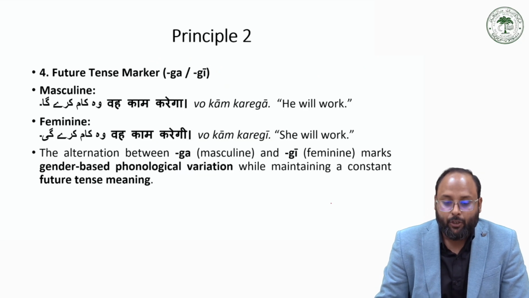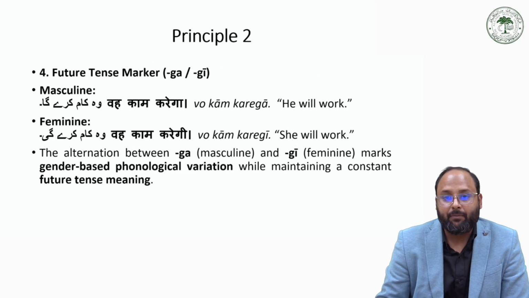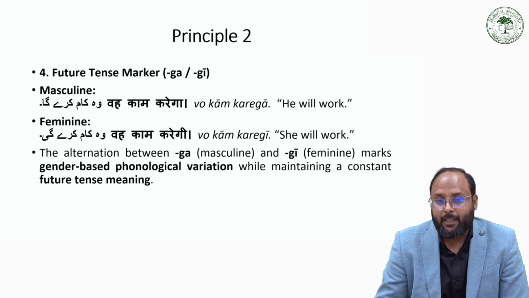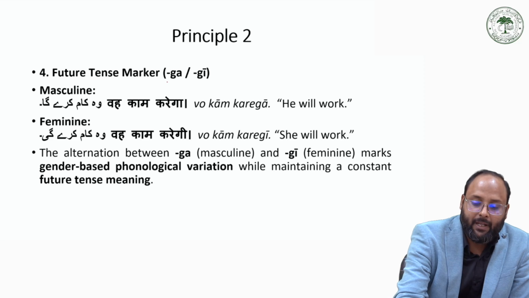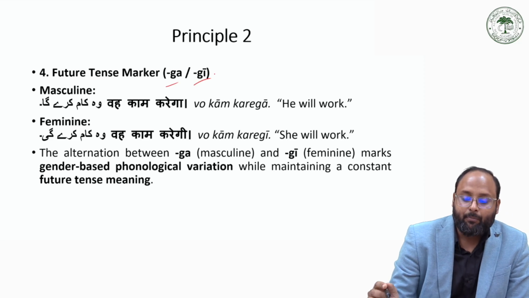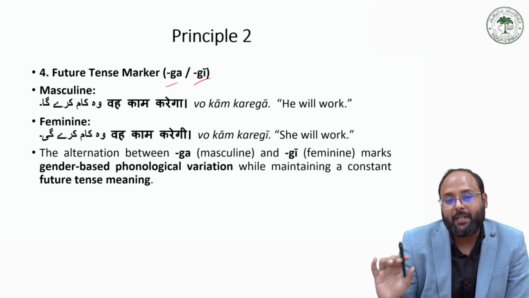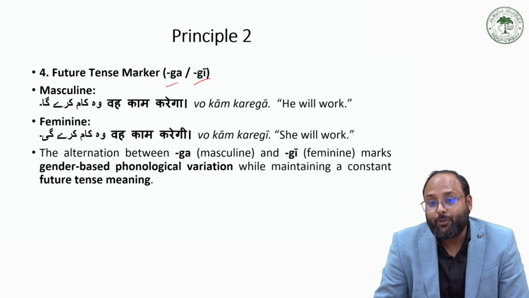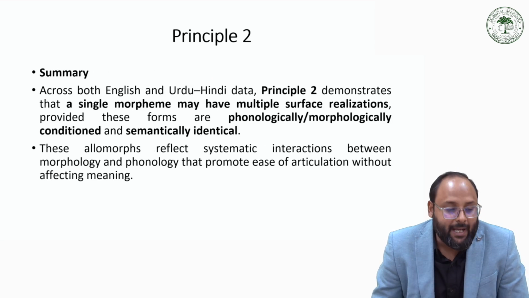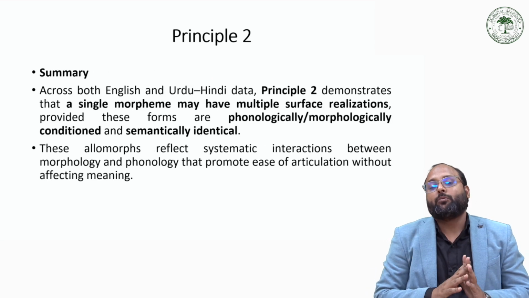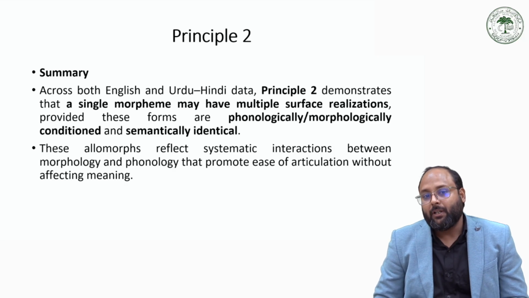So for the future tense marker, we have ga or gi according to the gender-based variation. So this is also different forms like ga, gi, ge, but it gives the same meaning, the meaning of future.